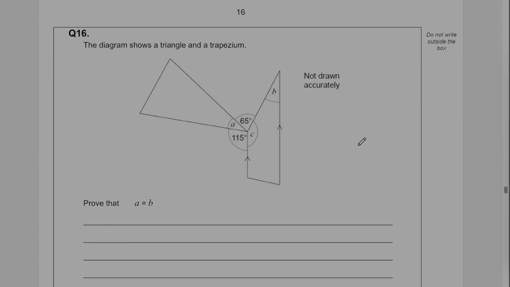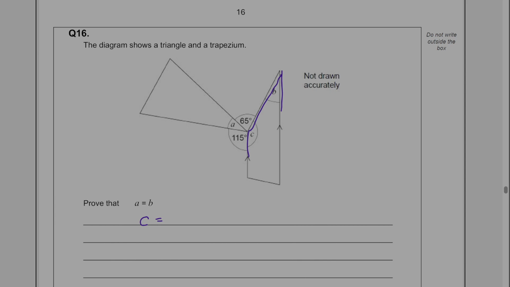Question 16. This diagram shows a triangle and a trapezium. Prove that A is equal to B. We're going to start by saying that C is going to be equal to, looking here, we've got co-interior angles, so C is equal to 180 minus B. And then we're going to say angles around a point, so 360 is going to be equal to A plus 65 plus 115 plus C.